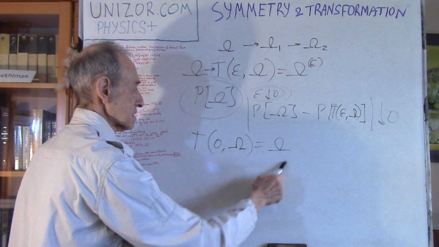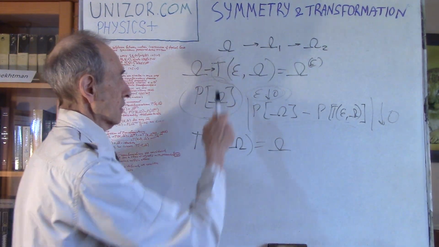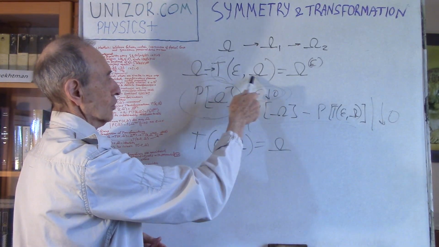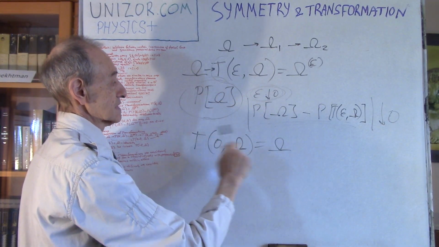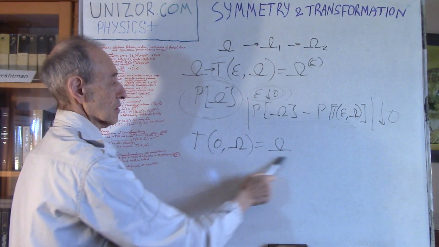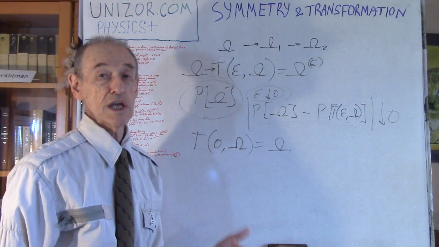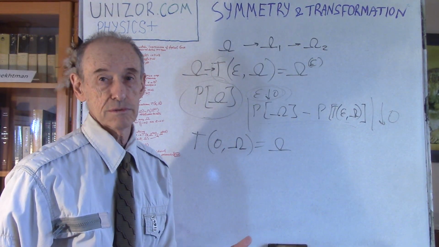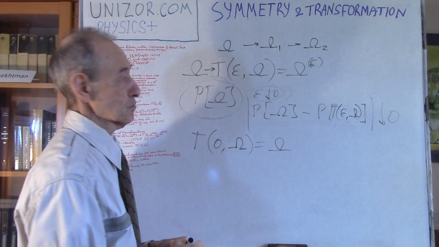So this is identity. So all the different T's, whatever we are talking about, for all the different epsilons and for all the different objects, if epsilon is equal to 0, it should be identity. It should not change the object. So change by 0 means no change. So that's one of the properties which makes it a group.